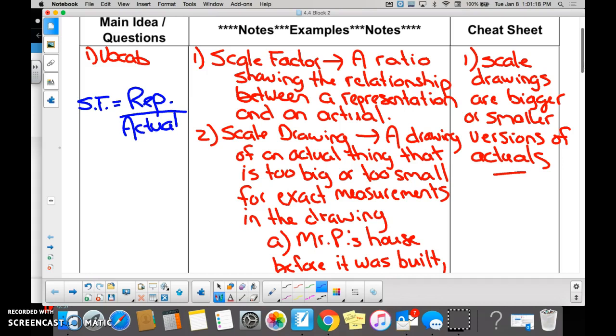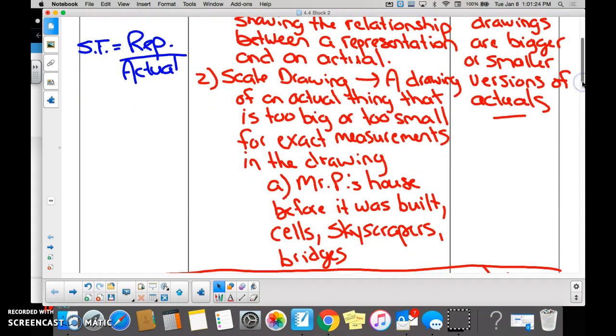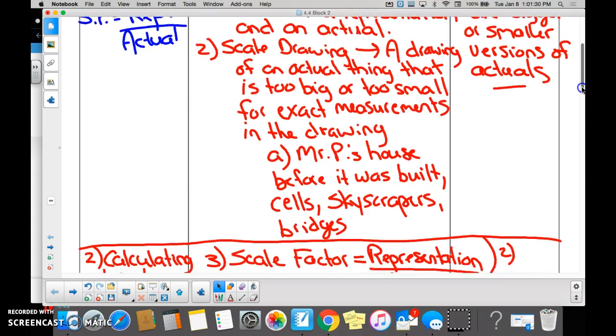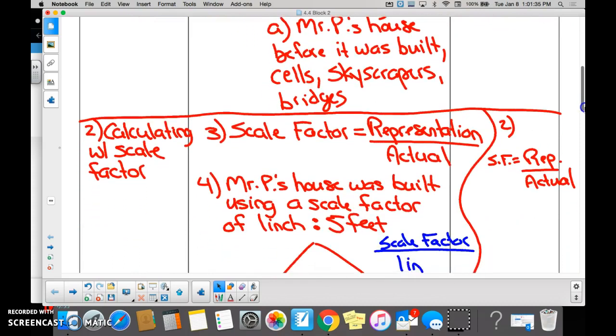Cool. A scale drawing would just be like the paper version of the actual thing. So you guys have seen the drawings of my house that we built years ago, right? Yes. Okay, cool. So what I just wrote on the board in blue is number 3. Scale factor is representation over actual.